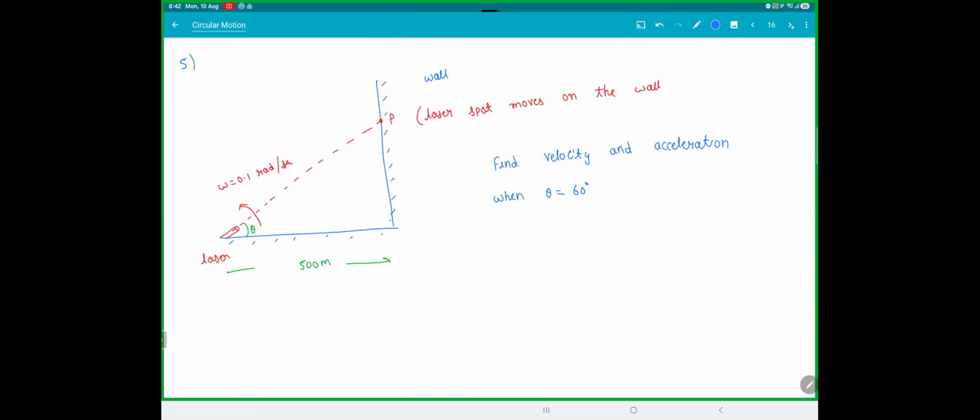I hope the question was clear. There is a wall at a distance of 500 meters. You took a laser and you're shining it onto the wall and moving it up, so the point P will continuously keep going up. What will be the velocity and the acceleration when theta is 60 degrees? Let's give it a try. This is more of a kinematics thing, but the theta is changing here.